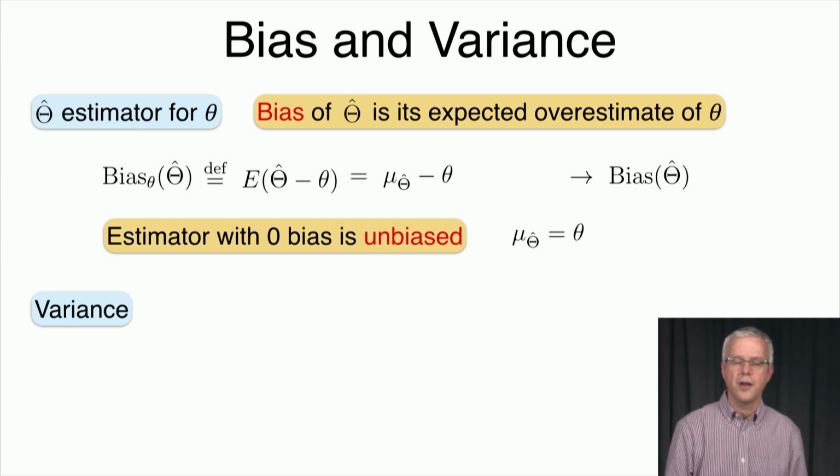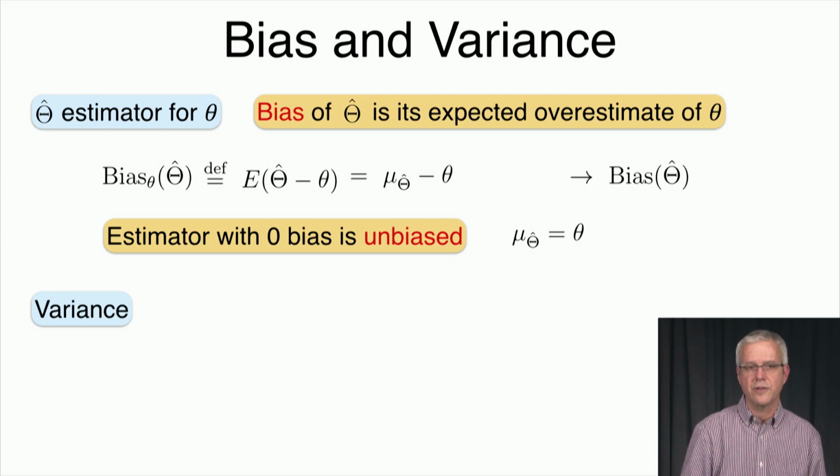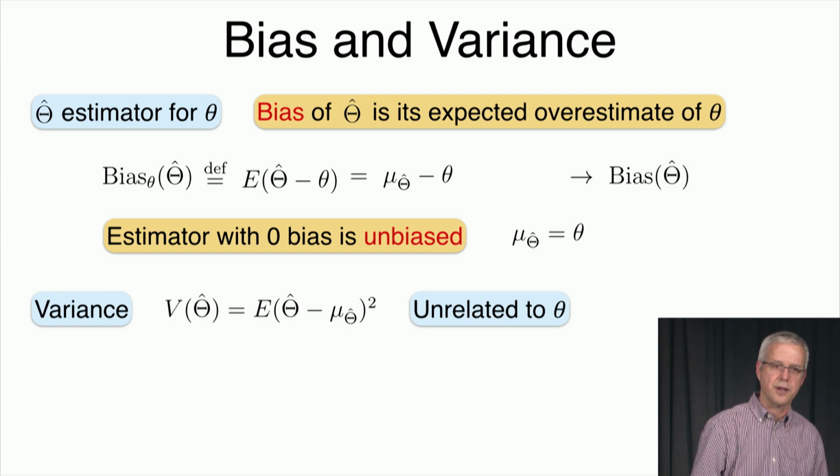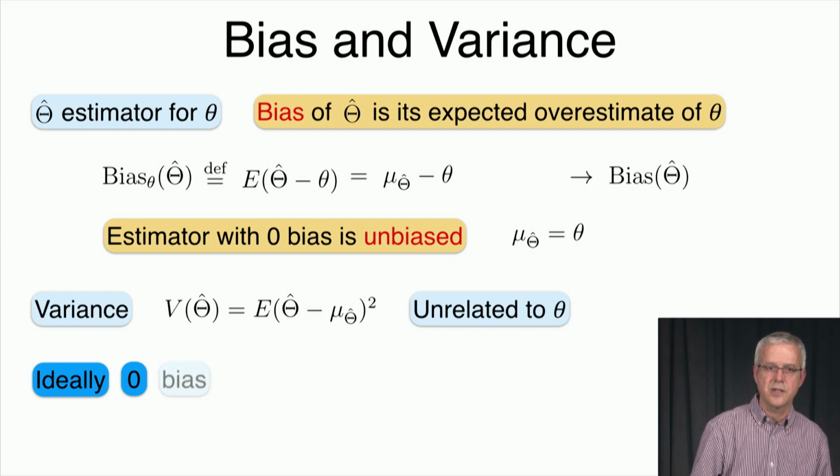Now, the variance of an estimator is just, as the name says, the variance of the estimator, which is the expected value of the estimator theta hat minus its mean, squared. And notice that this variance is defined just for the estimator. It has nothing to do with what we're trying to estimate, theta. It's unrelated to theta.